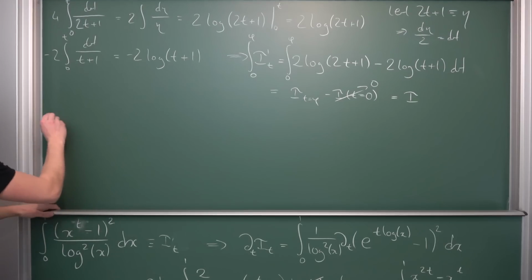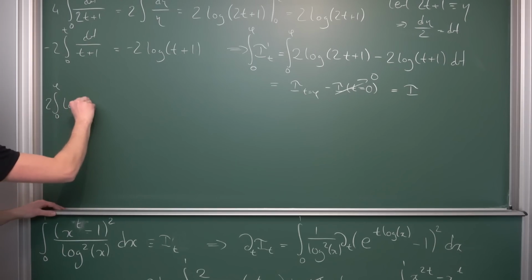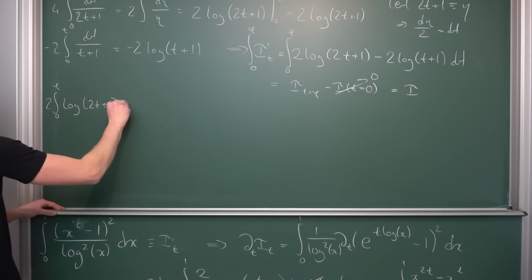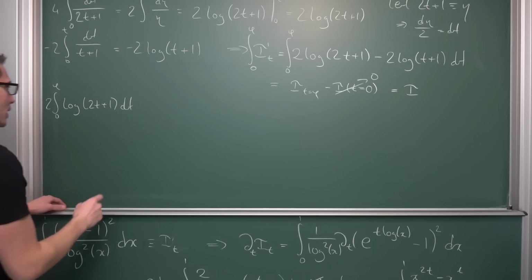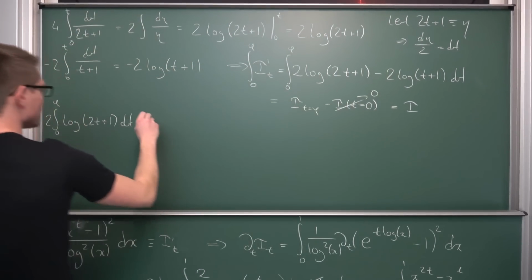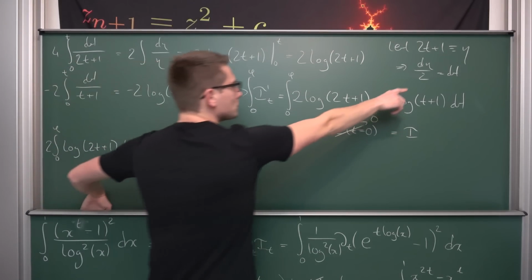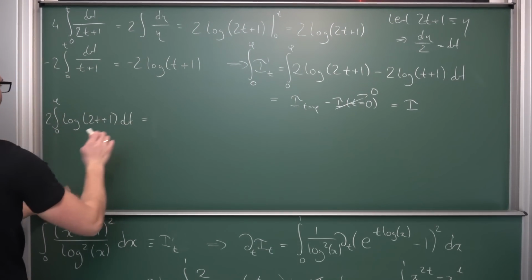Okay, let me see. So let us start with the first part. 2 times the integral from 0 to phi of log of 2t plus 1 dt. Okay, we are going to introduce the substitution yet again, namely this one right here, because why not? And meaning we're going to get 2 and 1/2 is going to cancel out, luckily.